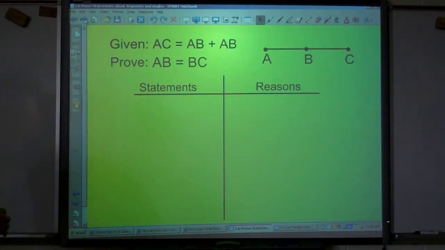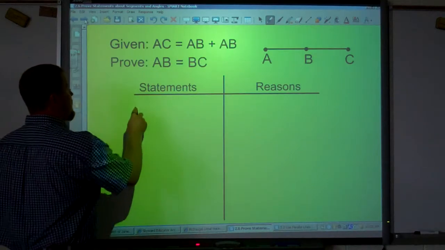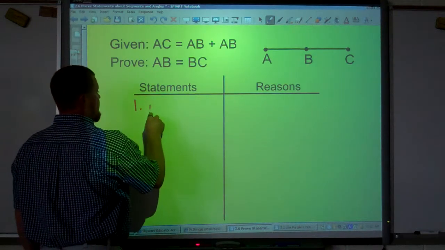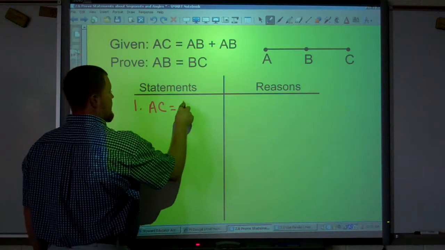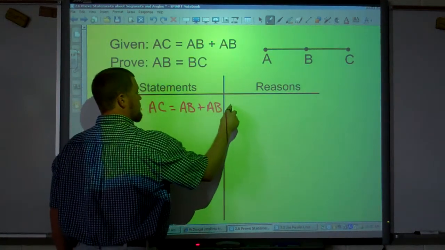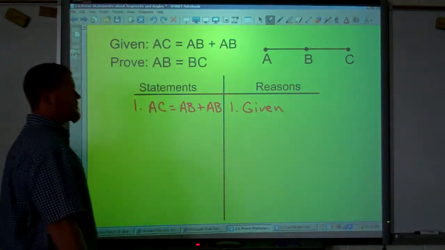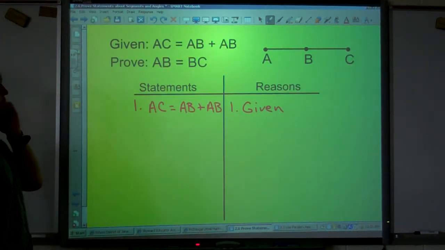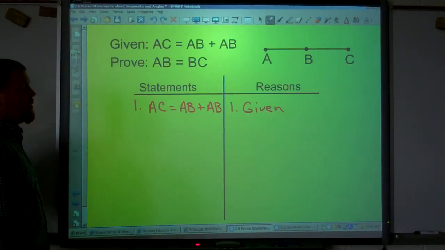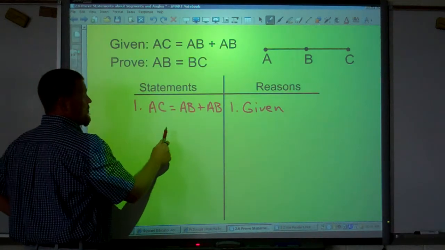Alright, here's a two-column proof. We're going to give it a try. Statement 1 is our given. The length of AC equals the length of AB plus the length of AB. That's given. Now, what else do we know? That's our only given statement, so we're stuck with that.